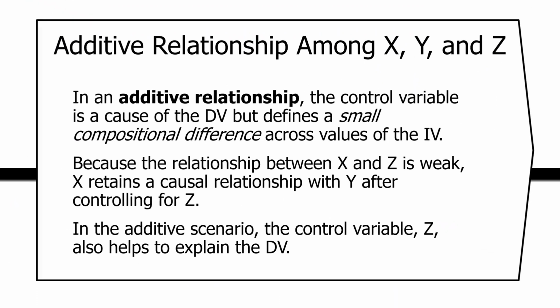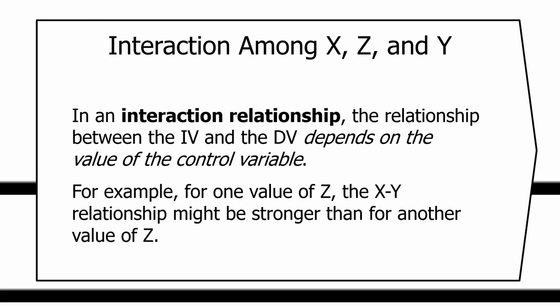This is the most complex scenario, and it's rather common in political research. So let's have an introductory look at it here. In an interaction relationship, the relationship between the independent variable and the dependent variable depends on the value of Z, depends on the value of the control variable. So for example, just a generic example, let's say for one value of Z, the XY relationship might be stronger than for another value of Z.